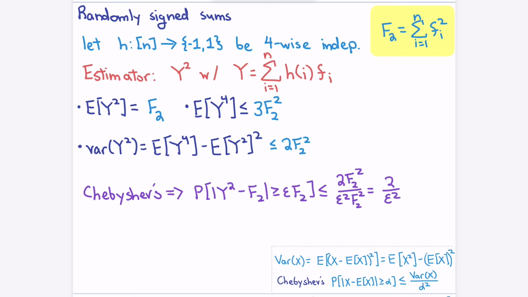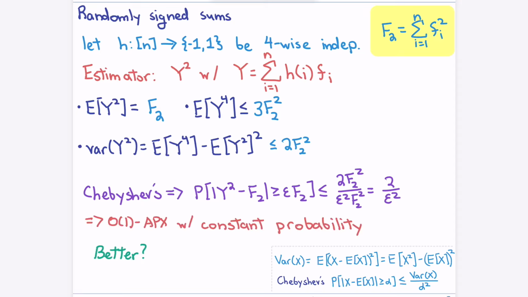Yeah, I think I got 2 because the variance has a 2f2 squared. Okay, so here I'm plugging in the variance, our 2f2 squared. This is our kind of right-hand side getting squared. The f2 squareds cancel out, and I get 2 over epsilon squared. Okay, so what does that say?